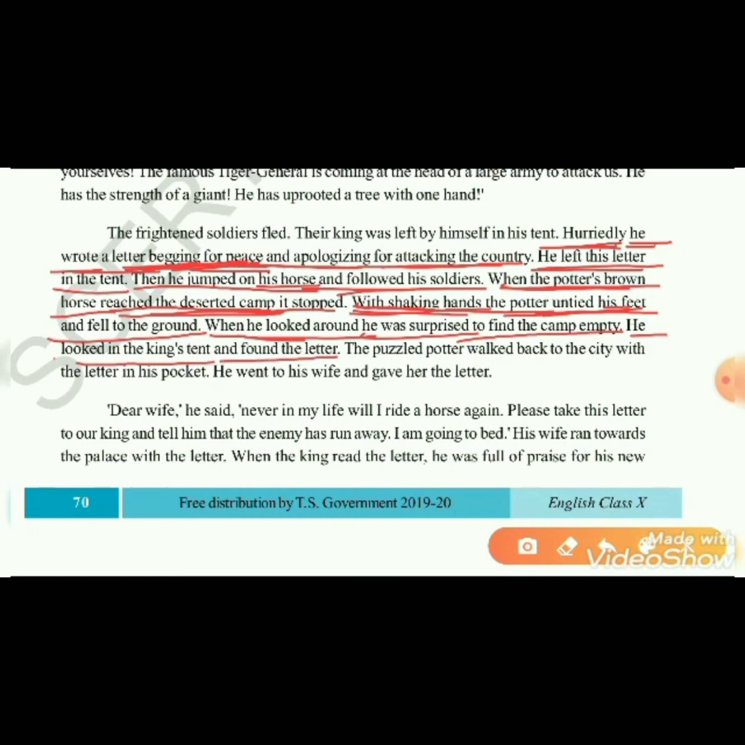He did not go on horse now, because he had learned a lesson that horse riding is dangerous. So he walked back to the city barefoot, with something special in his pocket: the letter. He went to his wife and gave her the letter. Why? Because he was illiterate. The poor potter is uneducated and doesn't know how to read. So immediately the wife took the letter.